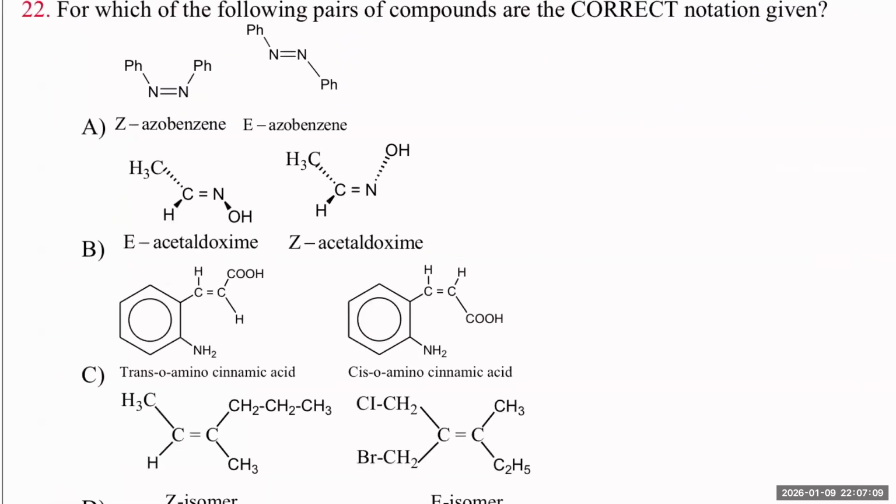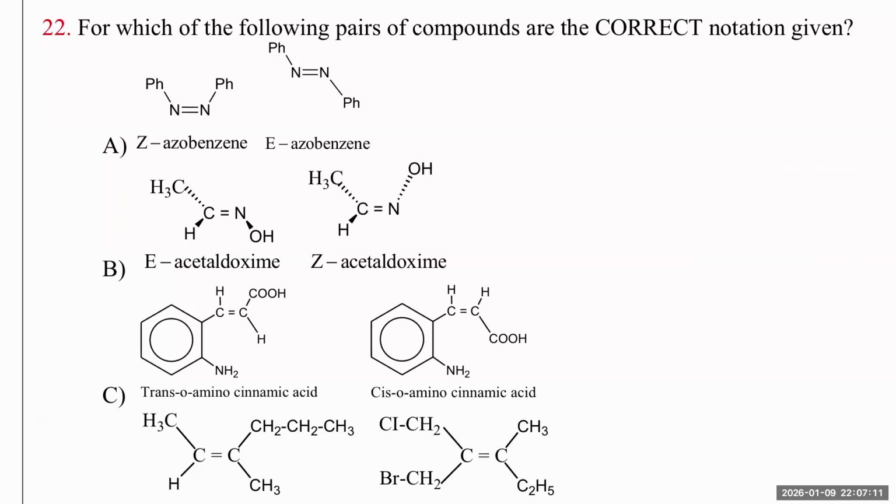Next. Which of the following pairs of compounds have the correct notation given? Yeah. So first one, Z means on the same side, E means on the opposite side, correct? We learned that already. You can see here, phenyl and phenyl are the priorities and both of them are on the same side. So that means it is a Z isomer. Here it is 1 and 1, so it is an E isomer. So E azobenzene and E azobenzene. This is correct. Okay, one second.